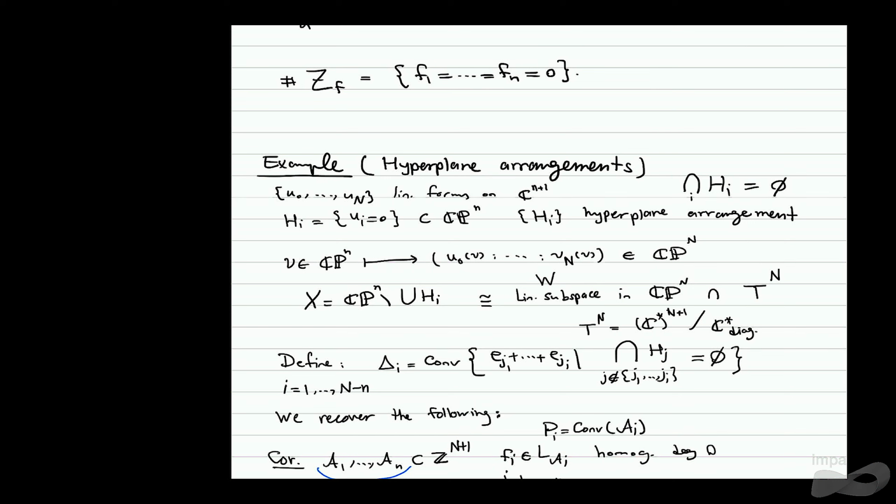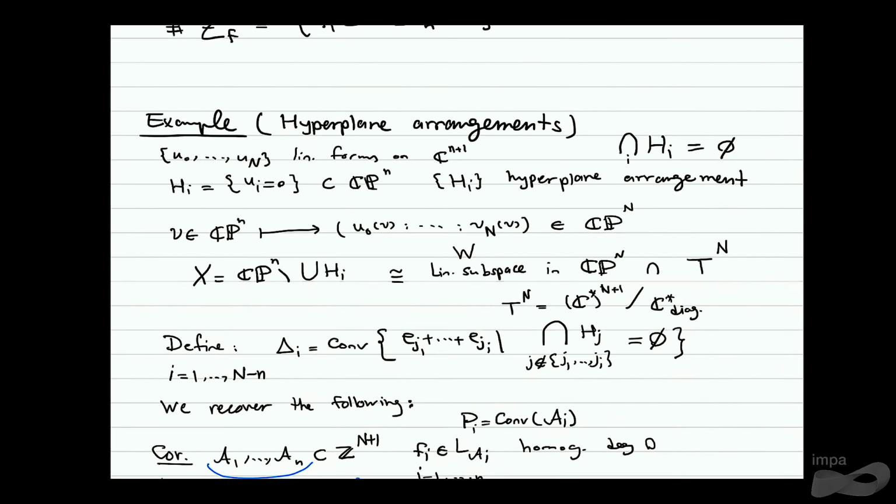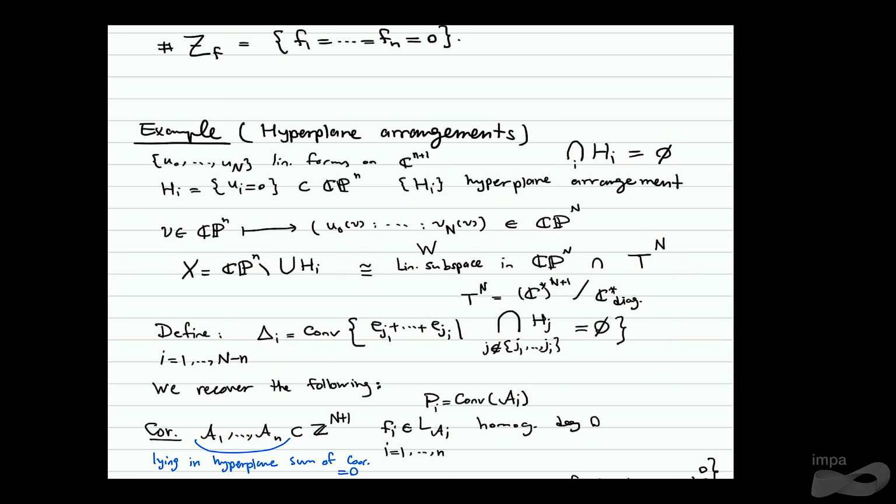It's a linear space minus some intersection of a linear space with the torus, and this exactly fits in the previous more general setup, and you can answer this. You can compute what these delta i's are. They are the convex hull of these sums of standard basis elements. So this e_j1 plus ... e_ji is the vector that has 1 in these positions and 0 in other positions. So such kind of vectors.